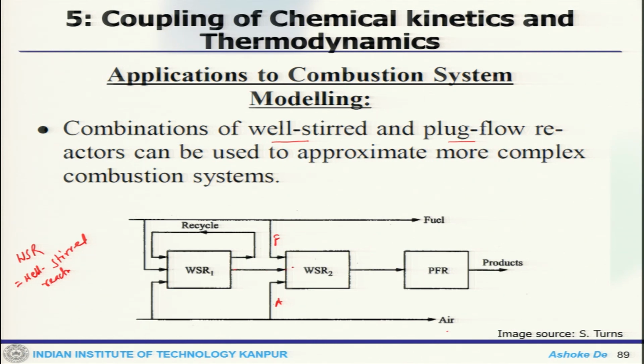So, that means there are 3 inlets: again some amount of fresh fuel is coming in, some amount of fresh air is coming in, and the combustion product. Then finally, this combustion product goes to the plug flow reactor, and then finally, you get the final set of products.